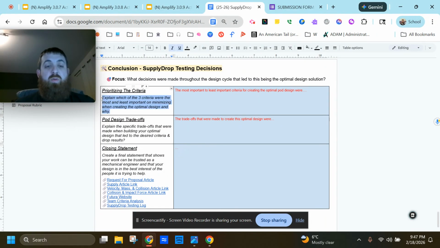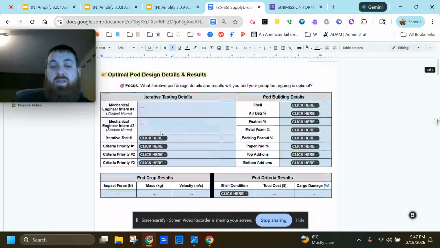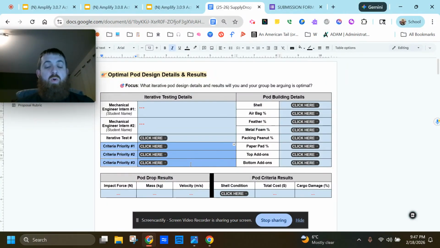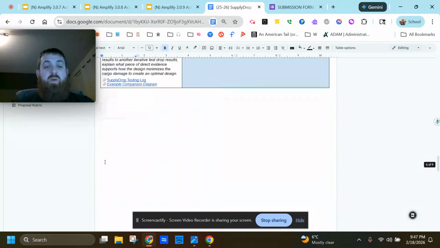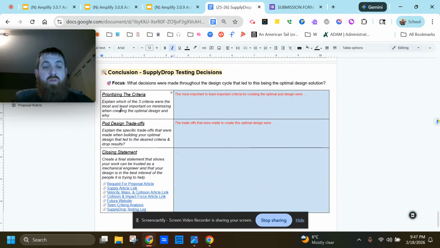Explain which of the 3 criteria were the most and least important on minimizing when creating the optimal design, and why. That's the big part there, and why. This is where you're going to describe the prioritizing of your 3 criteria. So what was first, what was second, what was third when building your overall pod design, and most importantly, obviously which was the most and least important, but why? Why did you prioritize the first one the way you did, the second the one that you did, and the third one? What about that prioritization is important in your mind when it comes to helping our natural disaster victims? Why is that order important when picking the materials you're using, amongst many others?